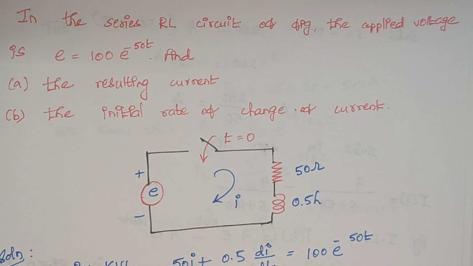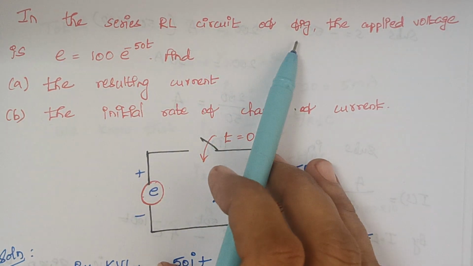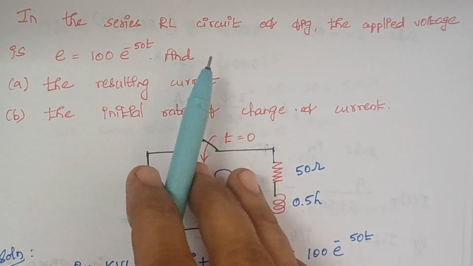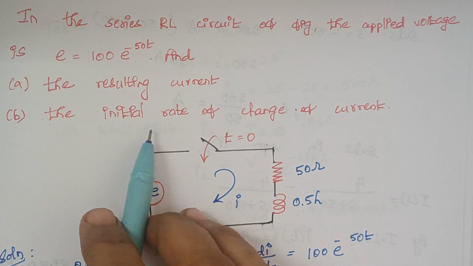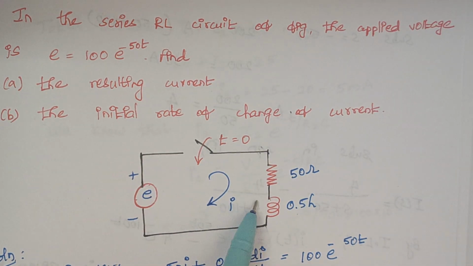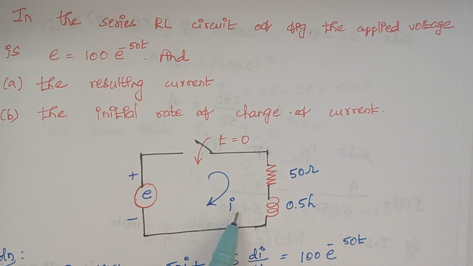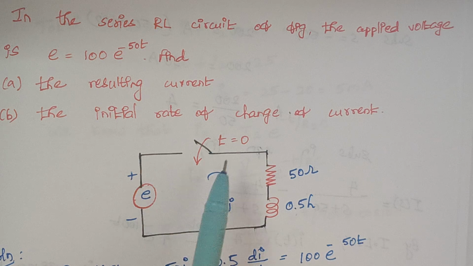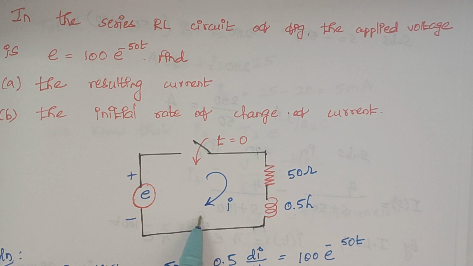The problem is, in the series RL circuit of the figure, the applied voltage is given by this expression. Find the resulting current and the initial rate of change of current. This is the given circuit diagram, and it has a resistor and an inductor, and there is a voltage source, and I is the current that flows through this circuit.